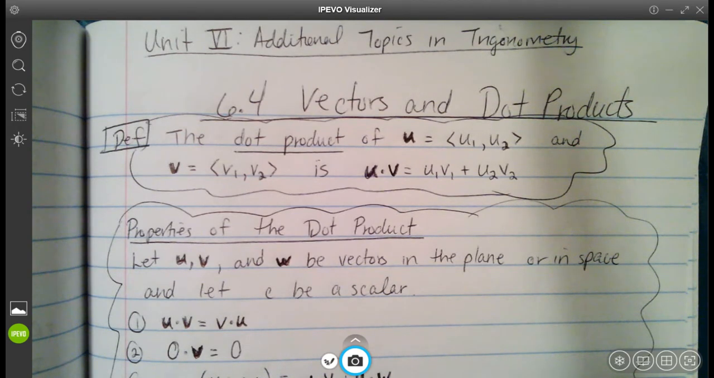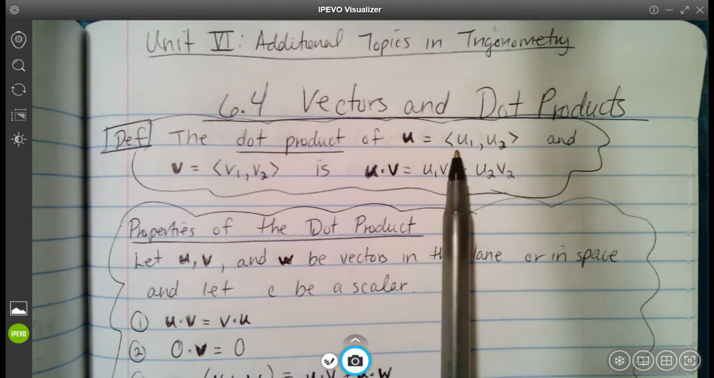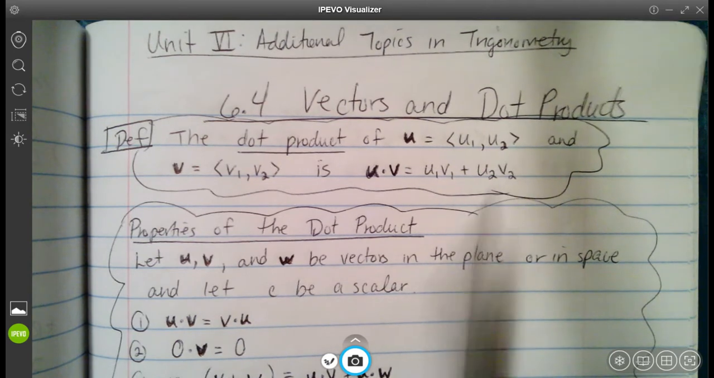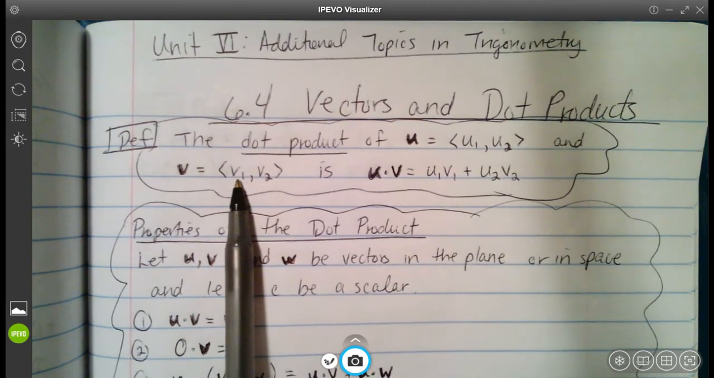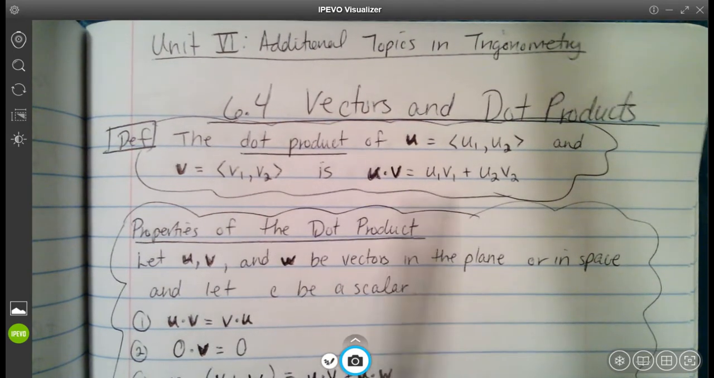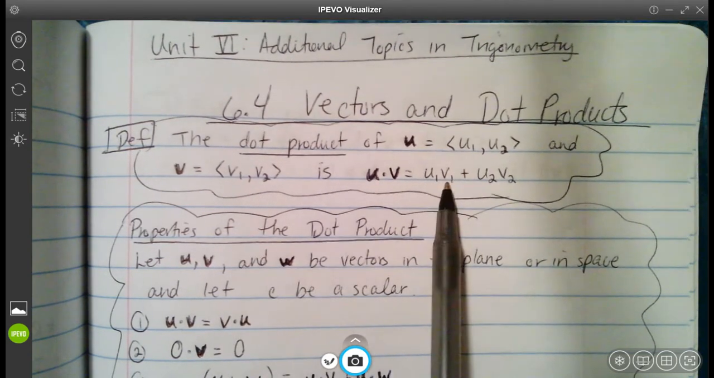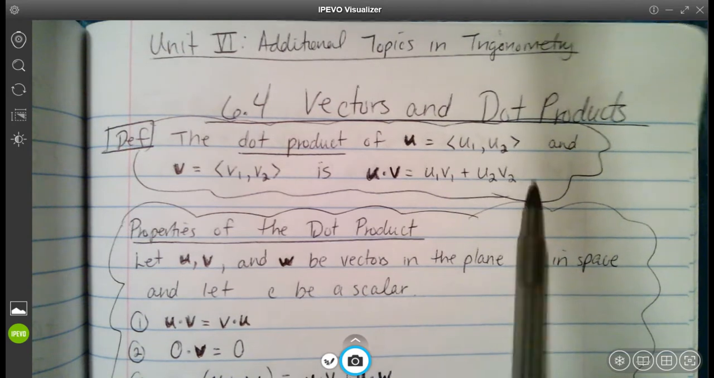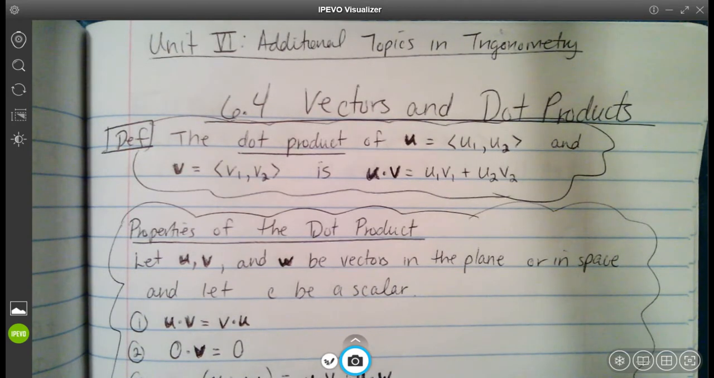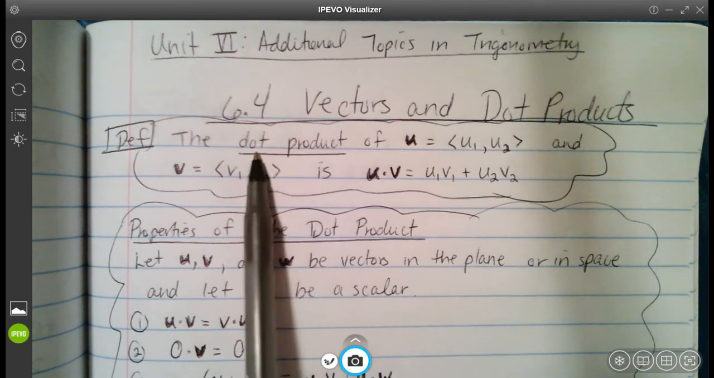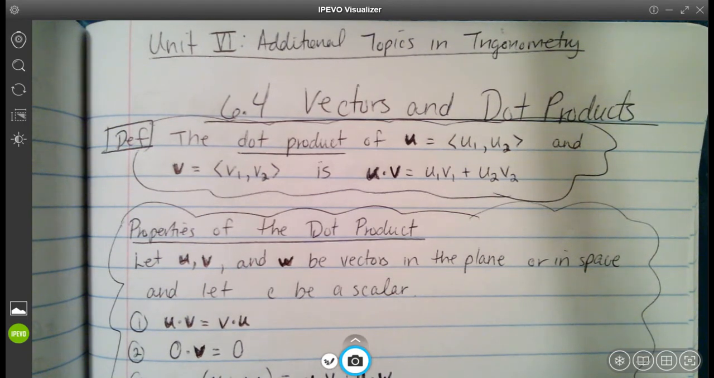We have a definition here about the dot product of the vector u, which is given by the components u1 and u2, and the vector v, components v1, v2, is the following. u times v is equal to the first components times each other plus the second components times each other. In the previous section, we talked about addition and subtraction, so we're going to focus more on multiplication in this one. Okay, here's how you do it.